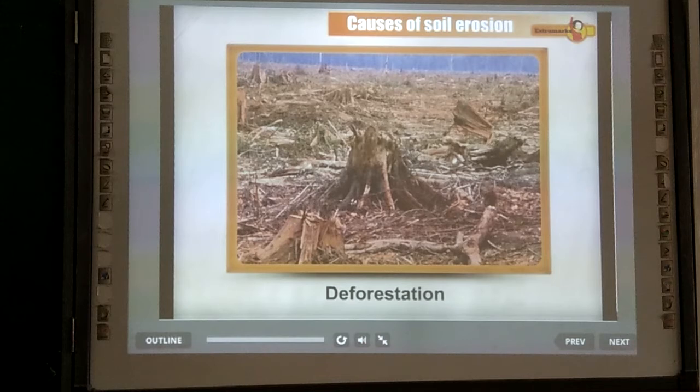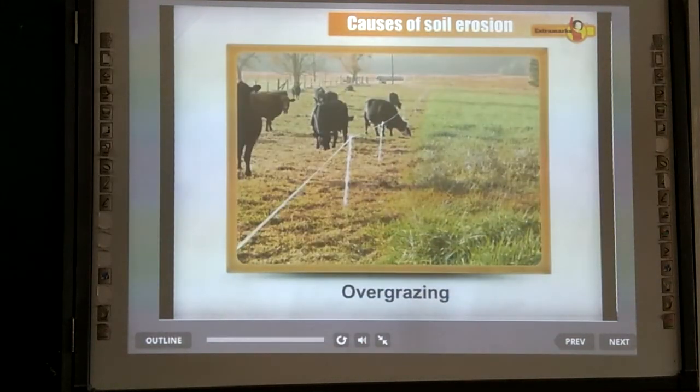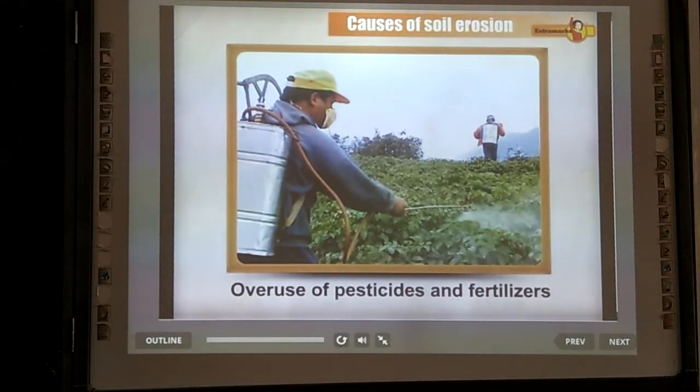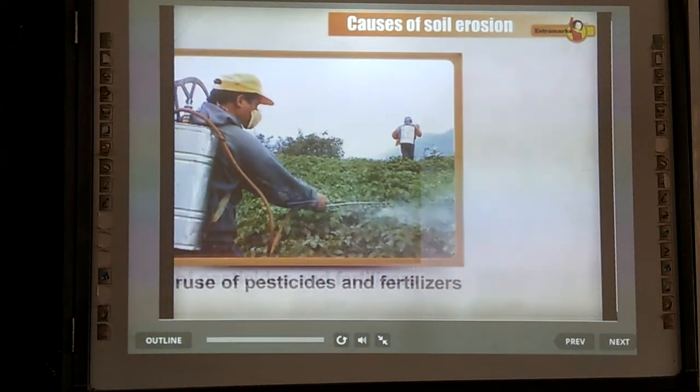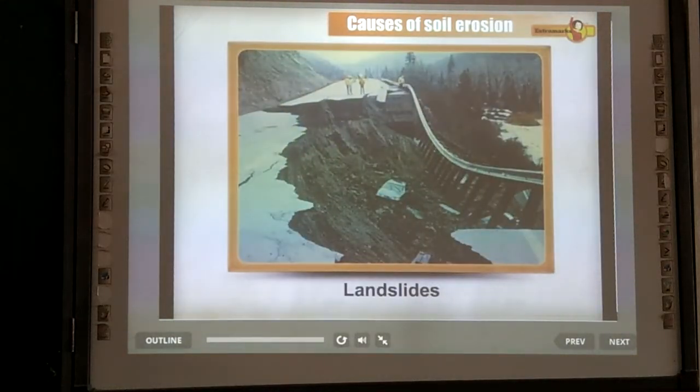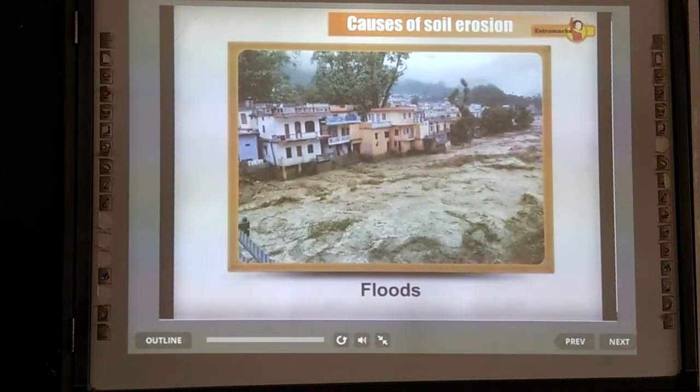deforestation, which refers to the cutting and removal of forests, overgrazing by animals, overuse of pesticides and fertilizers damages the physical components of the soil. Rainwash is also one of the main factors causing soil erosion. Landslides refer to the downhill movement of masses of soil, leading to soil erosion. Floods is also one of the factors that erode soil.